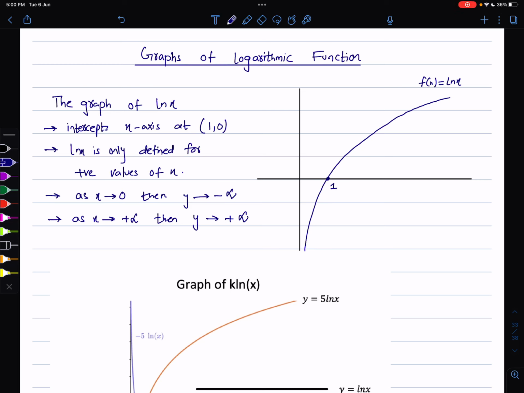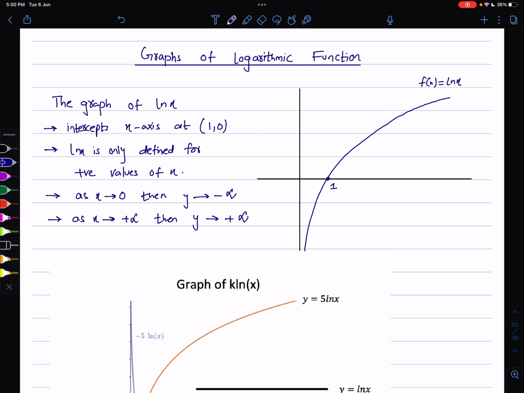Hi, in this video we are going to be having a discussion on the graphs of log functions, logarithmic functions. Now we know that the graph of e to the power of x and ln x are basically inverse of each other. These are inverse functions, so the graphs of these functions are going to be reflections of each other in the line y equals x.